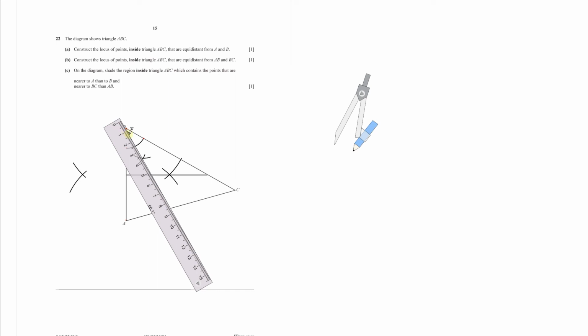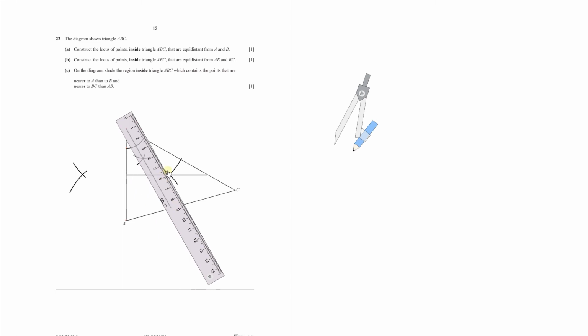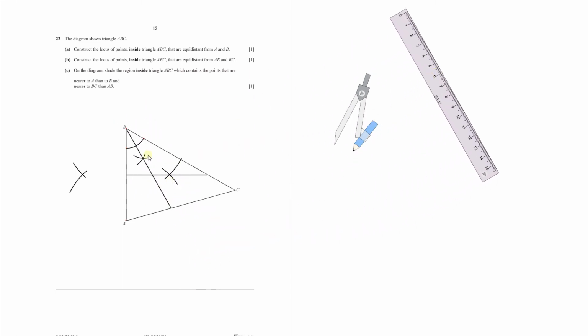So I'll start here at this point, and then you draw up till this boundary. So this is your part B. So all the points on this line here, on the angle bisector, will have equal distance from line BC and line AB. Part C is on the diagram, shade the region inside the triangle ABC which contains the points that are nearer to A than to B.